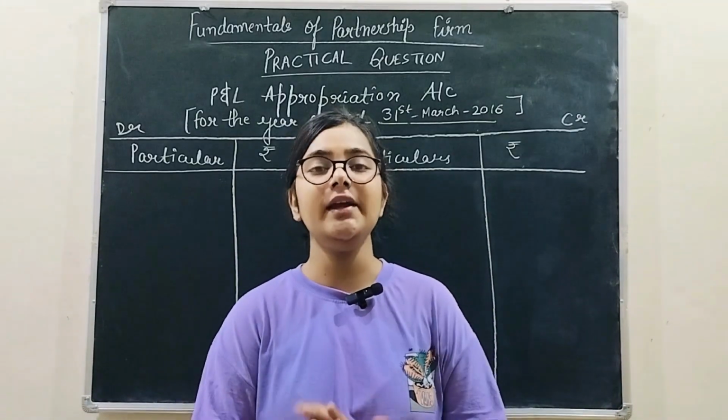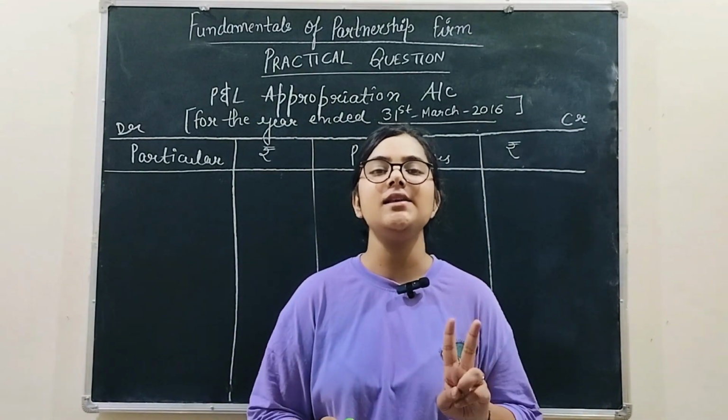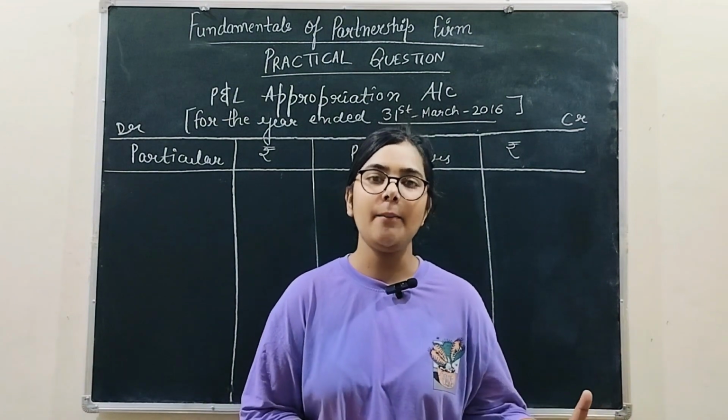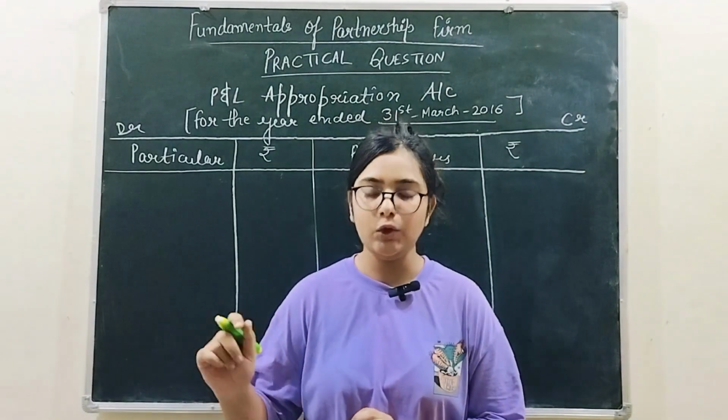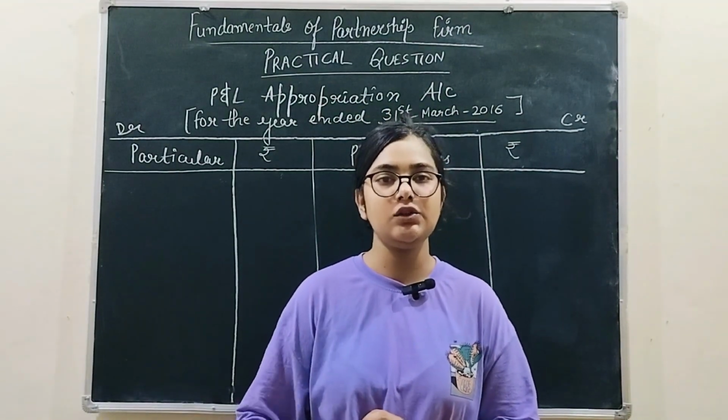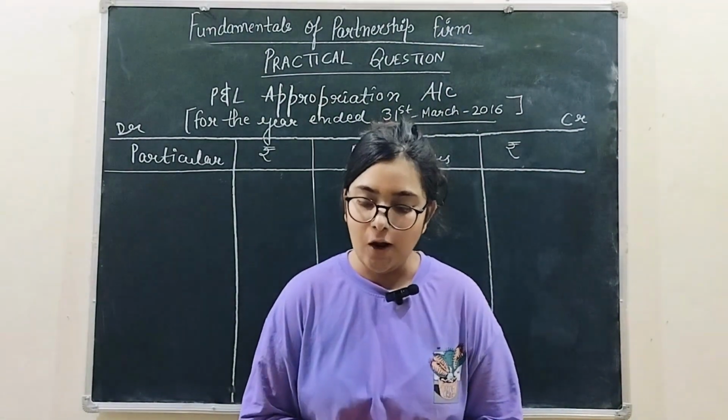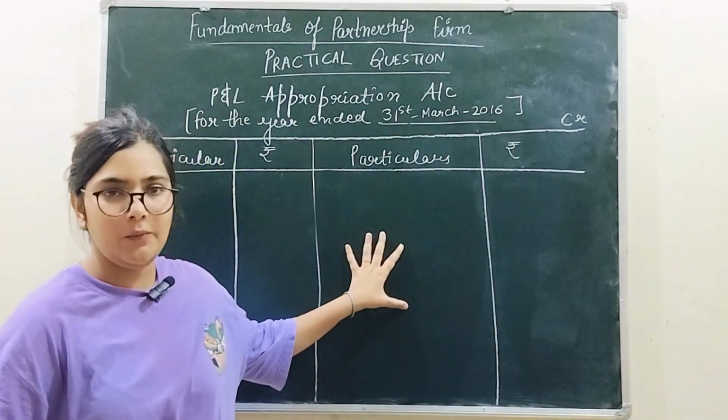Right? So in this question, they have given you two balances of partners. First is the capital account and the second is the current account. So also they have asked you to prepare both the accounts in this question. So we are going to prepare both. Now let's start with the profit and loss appropriation account.